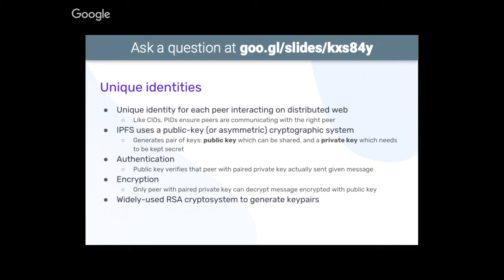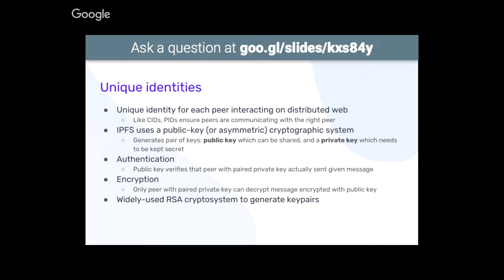In practice, IPFS uses a public key cryptographic system to do a lot of the work required to authenticate and encrypt data between peers. And in fact, when you initialize a new IPFS peer, a pair of keys are generated. One is your public key, which you can share with peers so that they know how to communicate with you. And one is your private key, which you need to keep private, obviously, which you can use to decrypt content that comes at you using your public key.